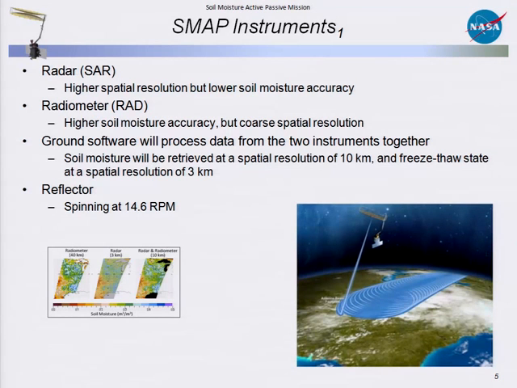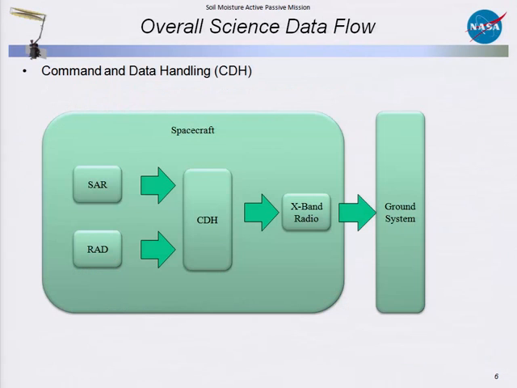And in the video, we saw the reflector spinning, and that's going to be spinning at 14.6 RPM. So you've kind of seen the mission overview, and the instruments that I'm going to be talking to are the SAR instrument and the RAD instrument, and they're going to be providing us with the science data. And this is really what my job is all about, is bookkeeping and dealing with the science data produced by these two instruments. So you're going to see SAR and RAD a lot. Just remember, those are the two instruments.